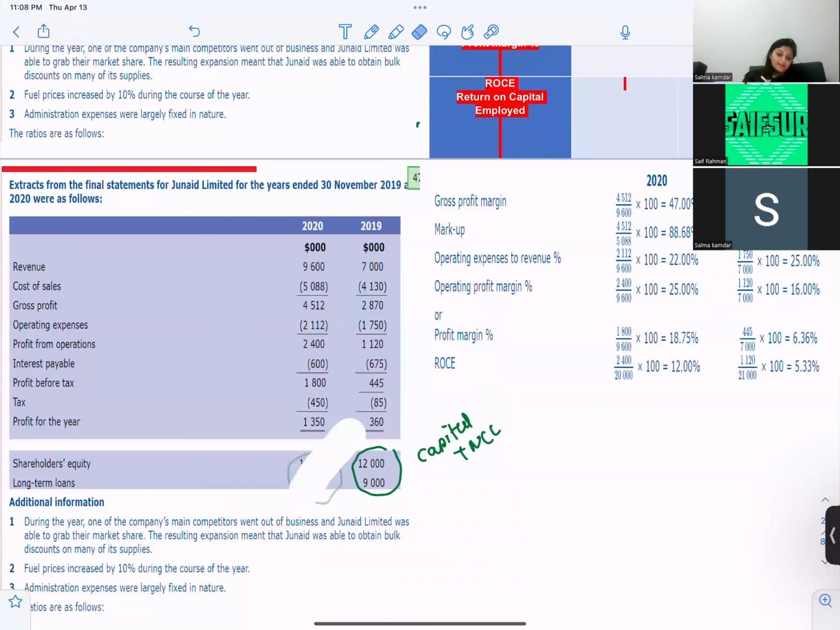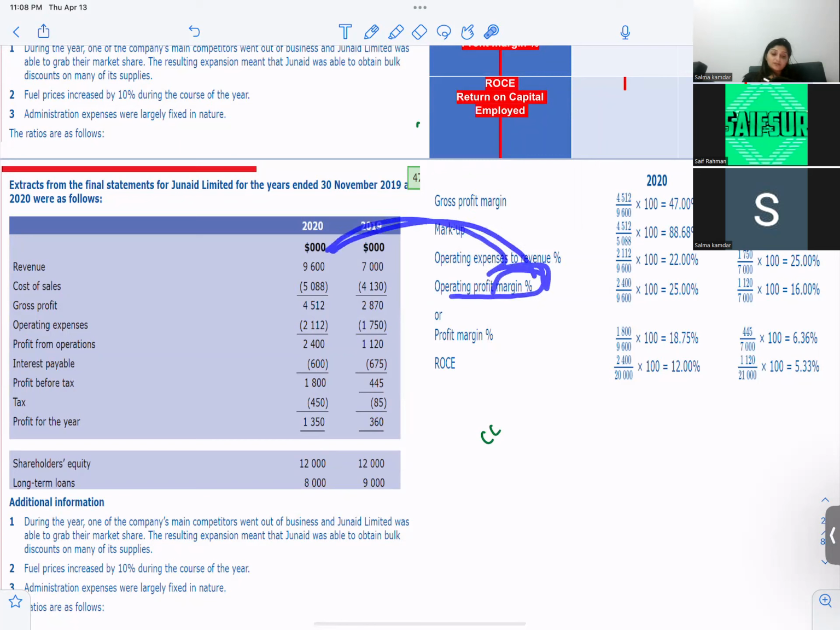Okay. Can you just give me a quick recap of the gross profit margin ratio? What is the formula for gross profit margin? Gross profit divided by revenue into 100. Markup: gross profit divided by cost of sales into 100. Operating expense to revenue: operating expenses divided by revenue into 100. Operating profit divided by cost of sales into 100, because it's margin. Margin is on sales.